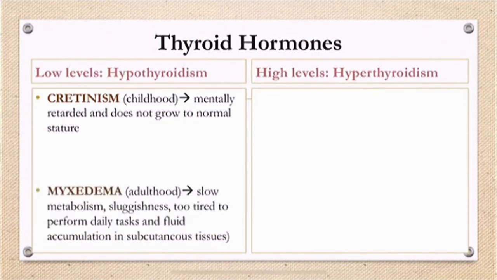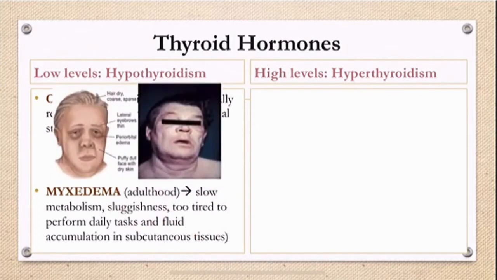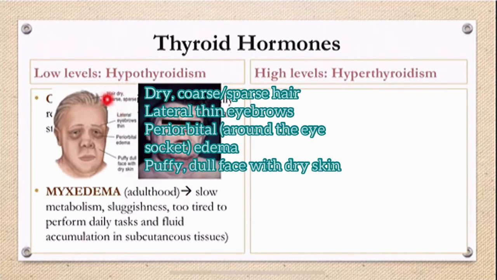In adults, this condition results in a lowered rate of metabolism, causing sluggishness, being too tired to perform daily tasks, and accumulation of fluid in the subcutaneous tissues. You will have a condition known as your myxedema. So this is an image. So the patient will manifest dry, coarse, or sparse hair. There will be lateral thin eyebrows. There will be periorbital edema. There would be a puffy, dull face with dry skin.